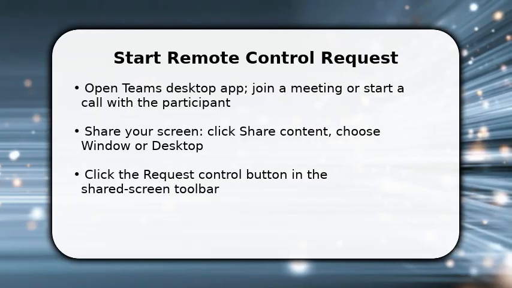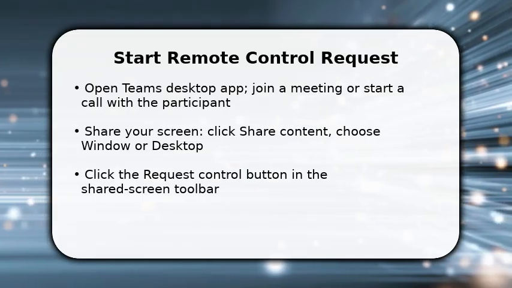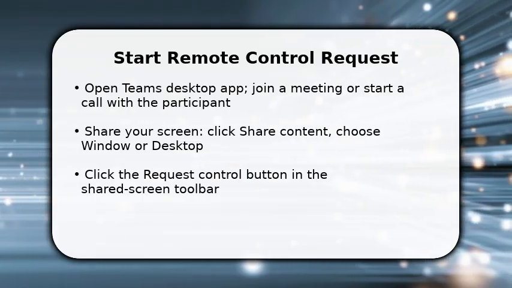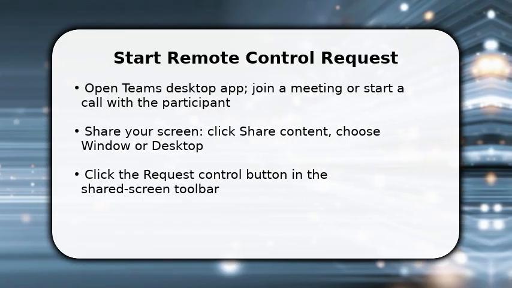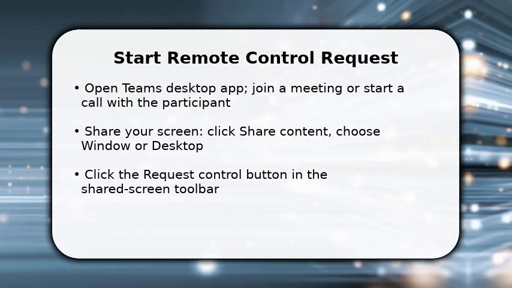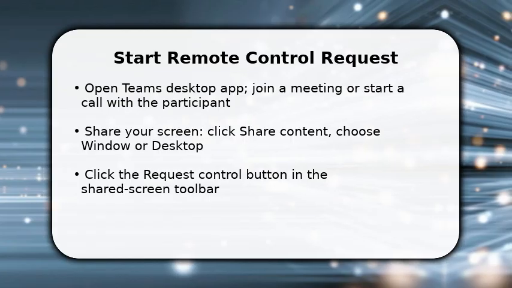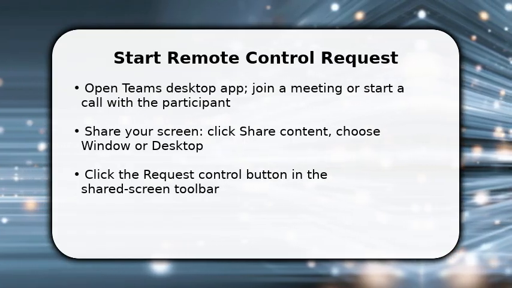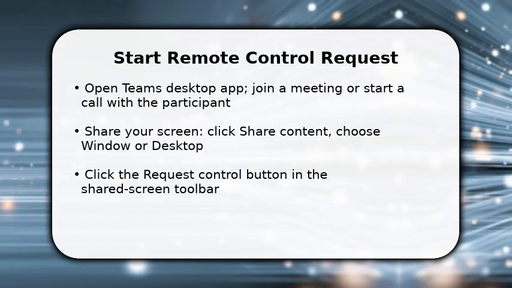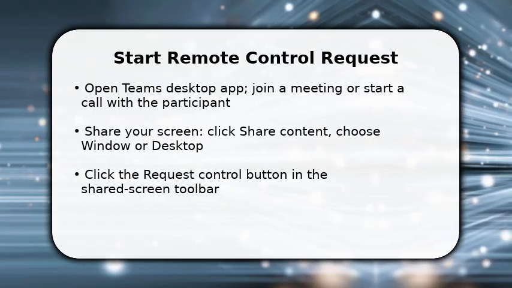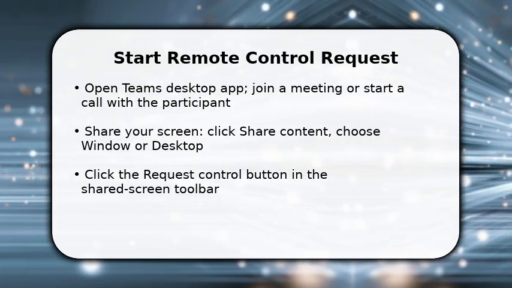You begin by joining the call and sharing the exact window or full desktop you need to control. Once shared, look for the small control bar at the top of your screen. Click Request Control to send a prompt to the presenter. You do this because it lets the presenter approve or deny access explicitly, preserving security.